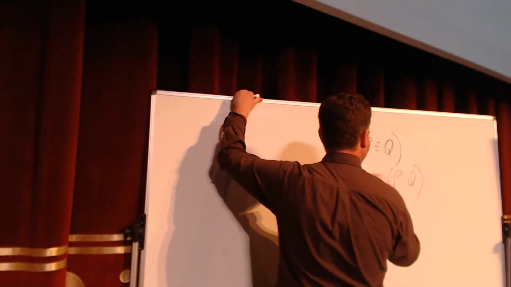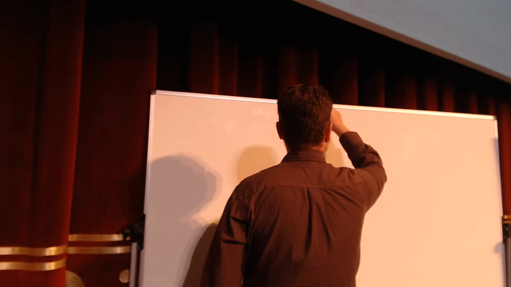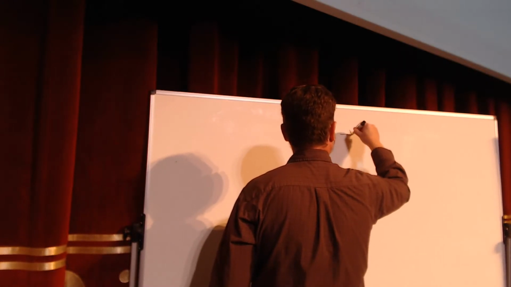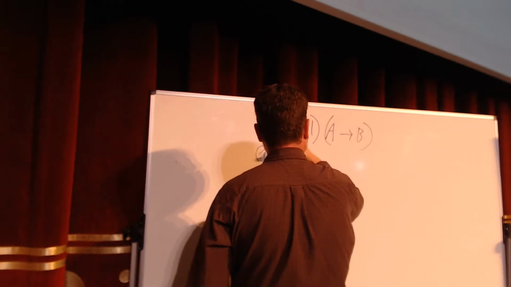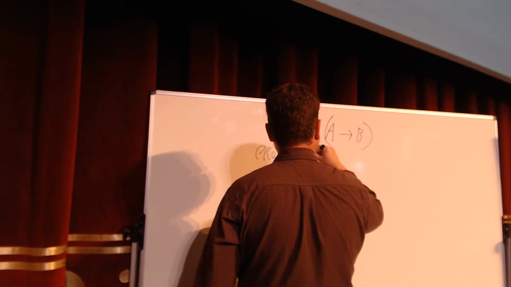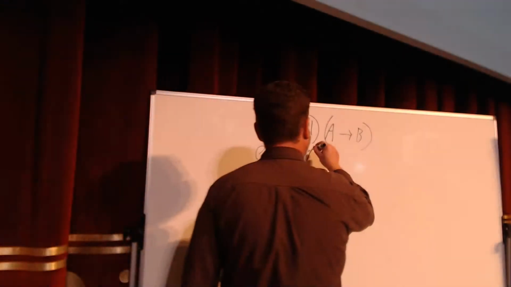All right, let's do one together. And I'm going to do it on the board, and I'm not going to just put the whole thing up on the screen. Let's do from if A, then B. Let's prove that if not B, then not A. So from if A, then B, our goal is to prove if not B, then not A.